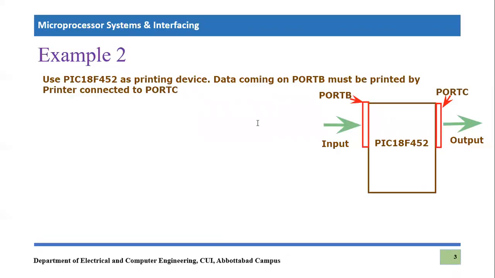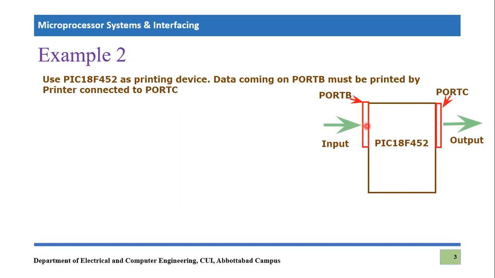Okay, this is example number 2, and in this example we are going to take another application of the PIC-18F microcontroller. This example says use PIC-18F452 as a printing device with data coming on port B. That means data will be coming on port B from the outside world. That is kind of an input port. As you can see, this is a PIC-18F452. This is our port B, right? This red rectangle shows port B, and this input sign indicates this is an input port.